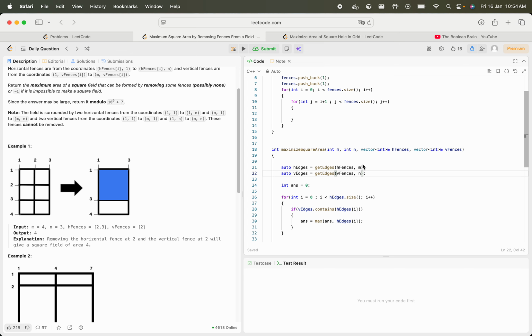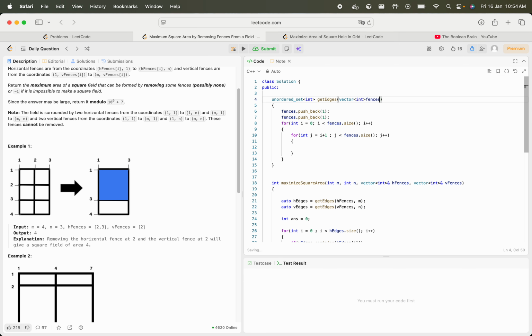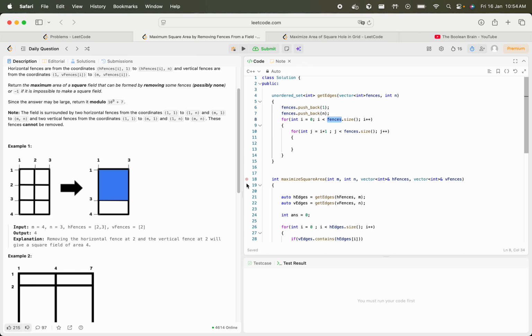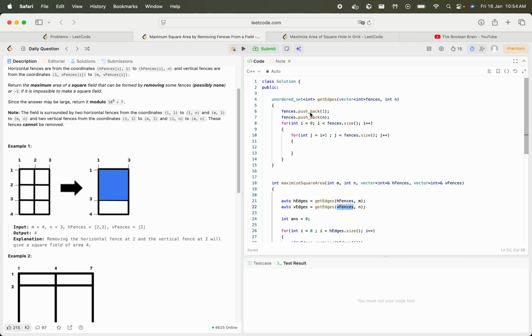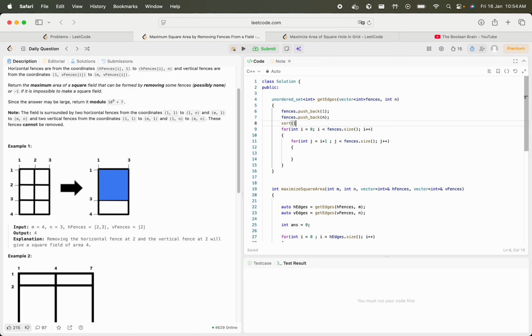I also pass the n and let us check in n and pass it here. So I added the starting and ending point because my fences only contain the internal boundaries, not the external ones. So I pass it here. Now, before working here, I need to sort this first because they need to be in order to find the i, j.